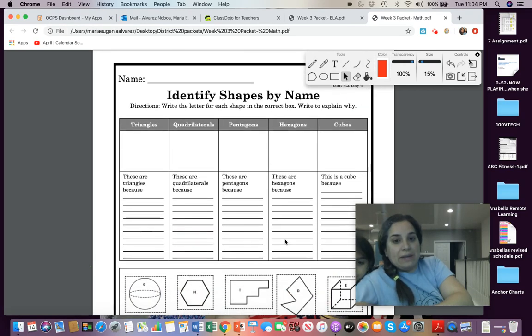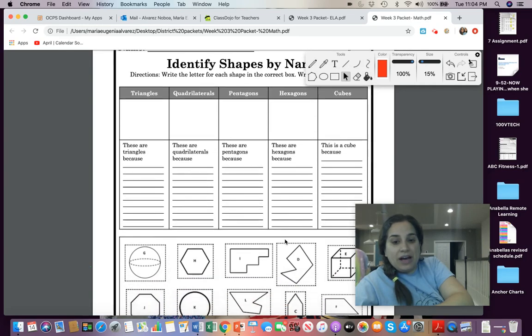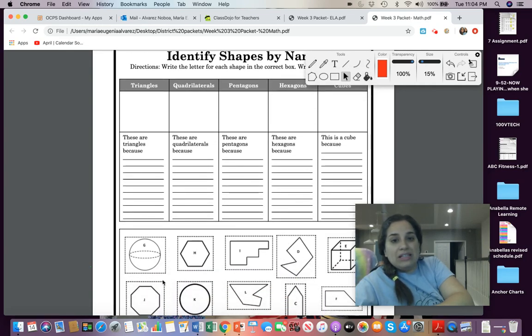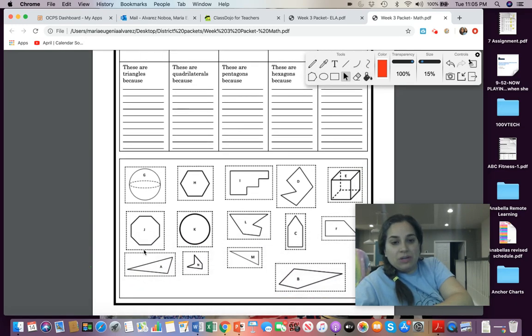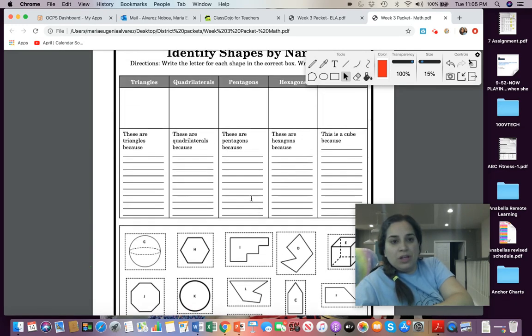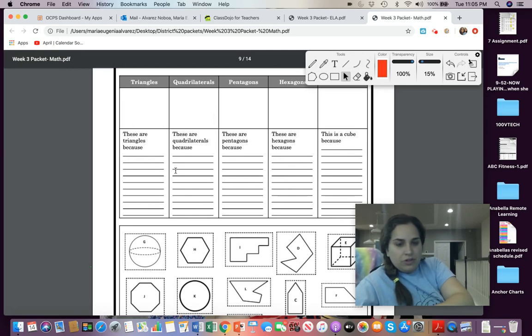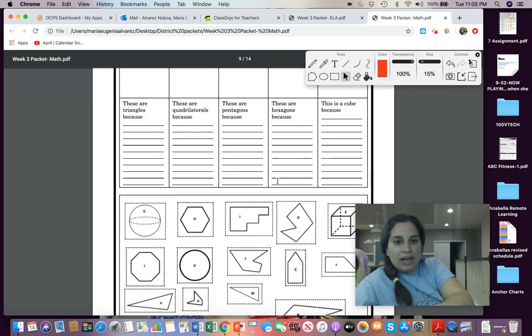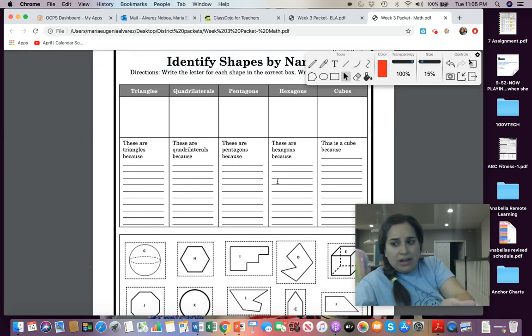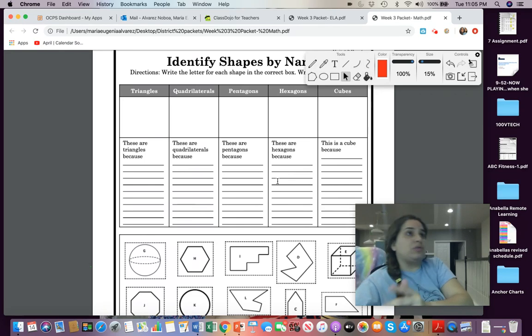For Wednesday, your job is to identify where these shapes go right here. All of these shapes, where do these shapes go? Triangles. For example, I need to find a triangle. What are the attributes of a triangle? Well, I know that a triangle has 3 sides and 3 corners. Yep, 3 sides, 3 corners, or 3 sides, 3 angles, right?